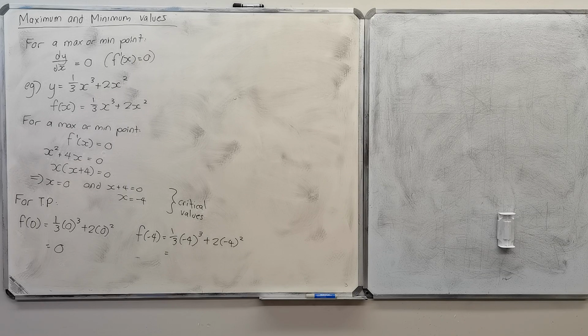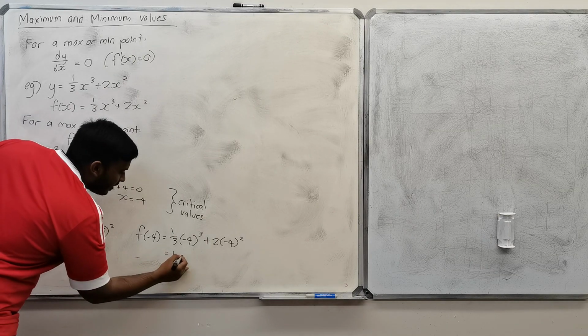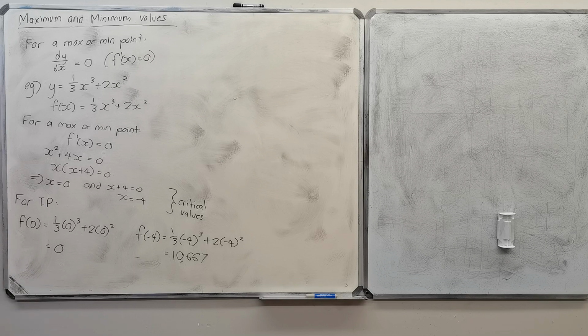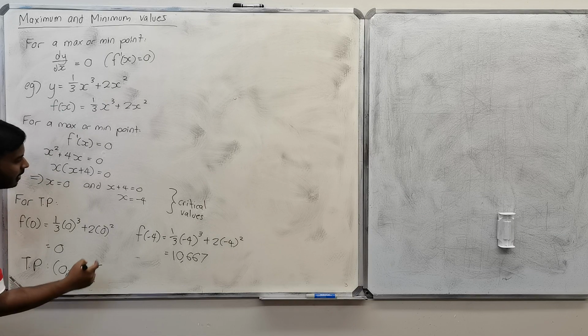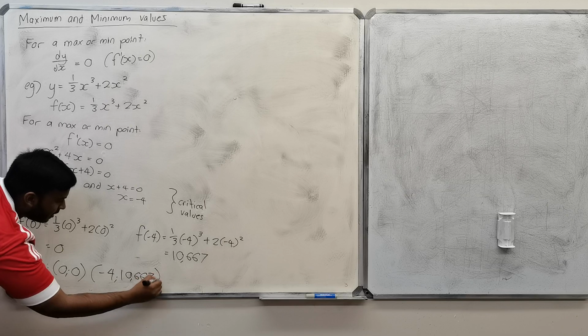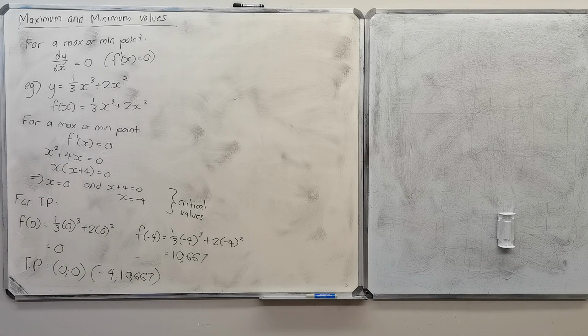You could just calculate. You're going to end up with a decimal, not a whole number. 10.6667. Yes, that's the value. So your turning point coordinates are 0, 0 and minus 4, 10.667. Anybody confused with what I did so far?